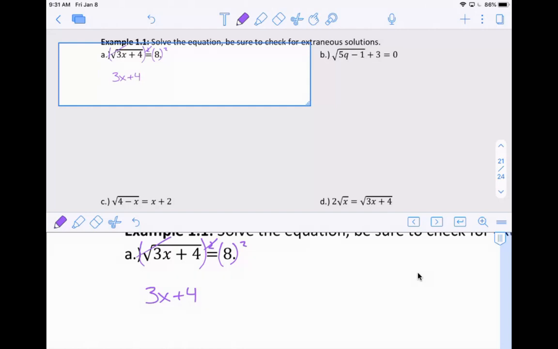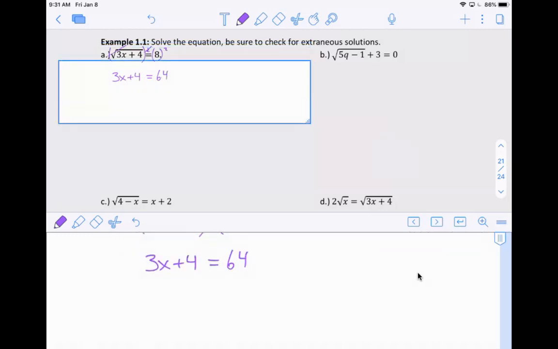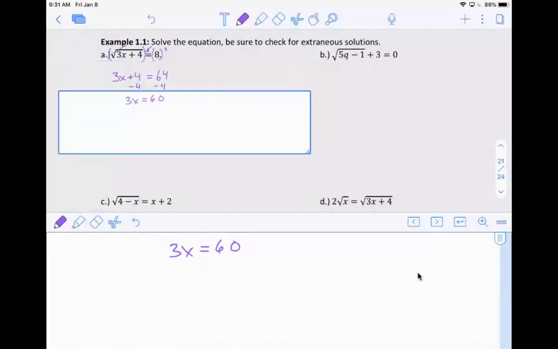It's now just a 3x plus 4. The new squared item is actually on the other side. Here we have an 8, and 8 becomes 64. Next, we'll move the 4. We get 3x is equal to 60. Divide by 3. We get that x is equal to 20. Fabulous. All right. Do a quick check.